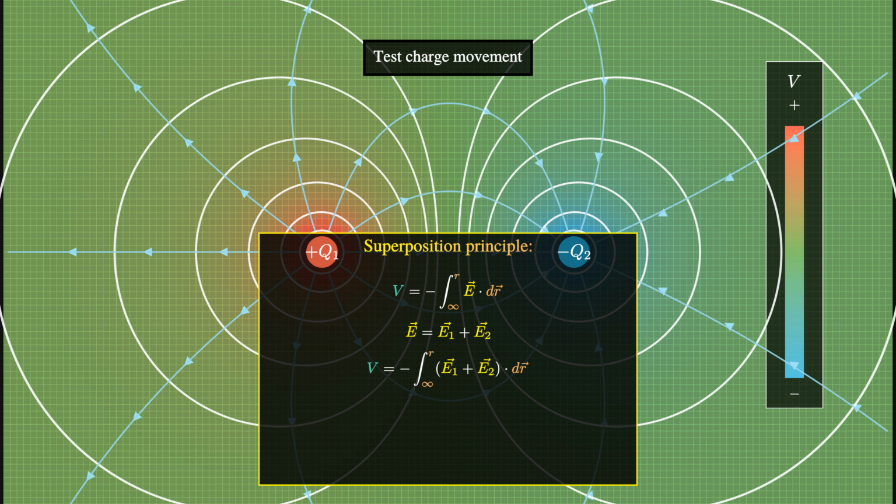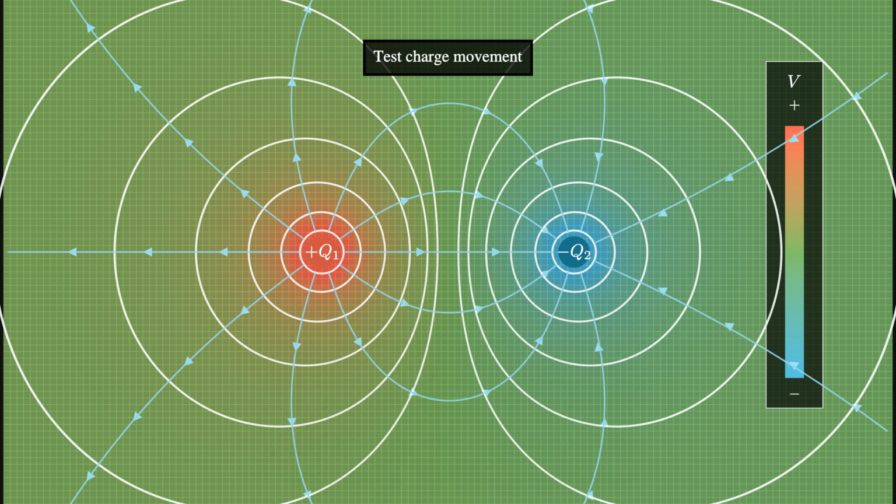We can then split this into multiple integrals over each field component. As you can see, each of these integrals represents the potential contribution due to each point charge. So, we can rewrite the total potential as simply V1 plus V2. This is a very powerful result, and we will use it a lot when building electrical circuits later on in the series.